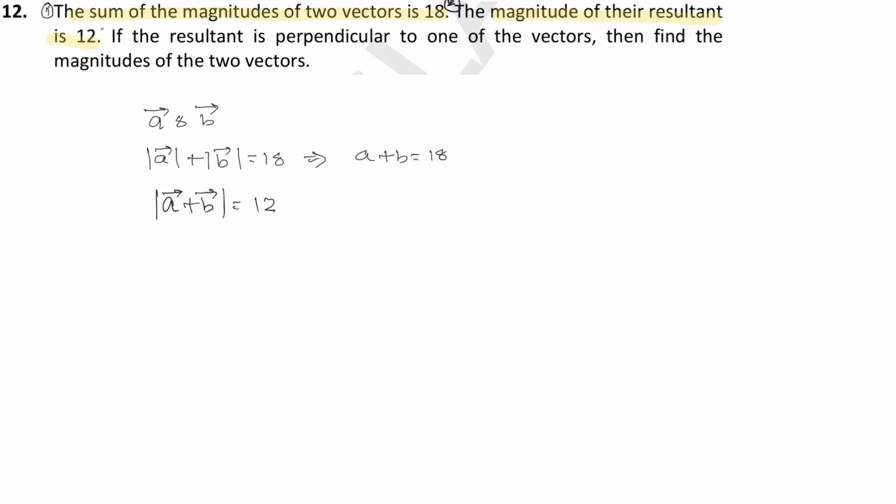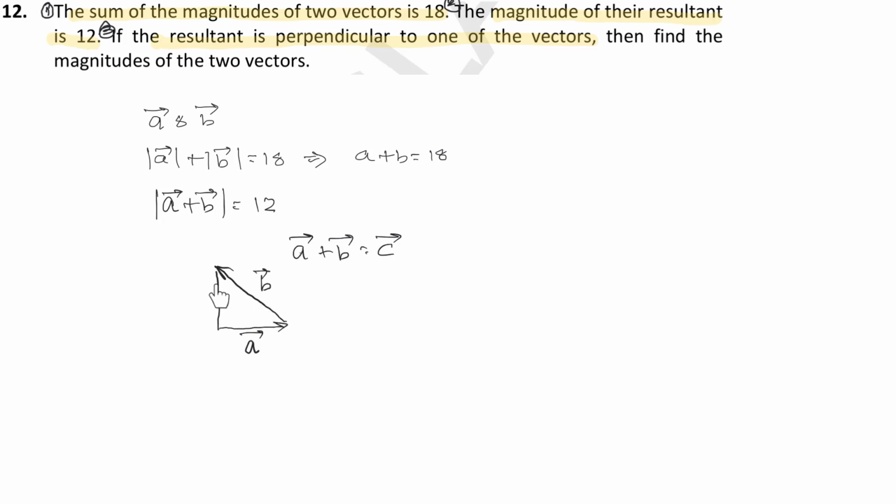Line number 3: if the resultant is perpendicular to one of the vectors. So the resultant is perpendicular to one of the vectors. Let us first write this equation. So C is the resultant. This is perpendicular to one of the vectors. So vector A, and let us draw vector B like this.